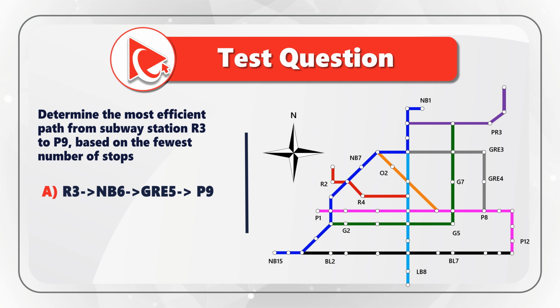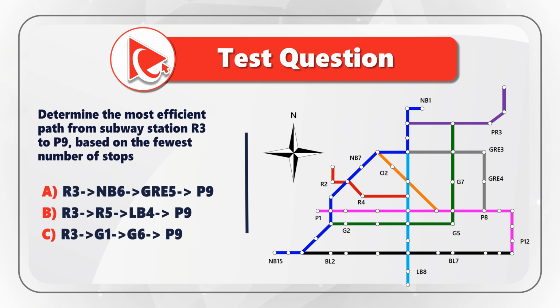Choice A, start at R3, go to NB6, go to GRE5, go to P9. Choice B, start at R3, go to R5, then go to LB4, and then go to P9. Choice C, start at R3, go to G1, then go to G6, then to P9. And last but not least, choice D, start at R3, go to O1, then go to O4, and then go to P9. Take a close look to see if you can come up with the answer.